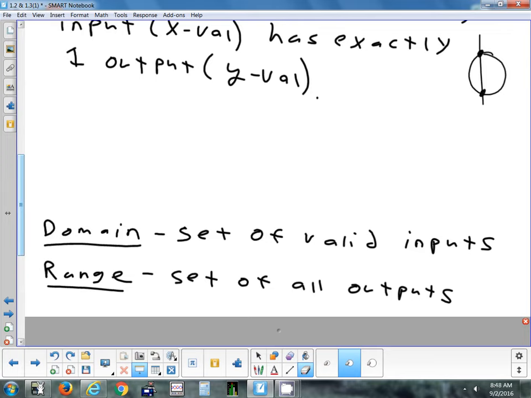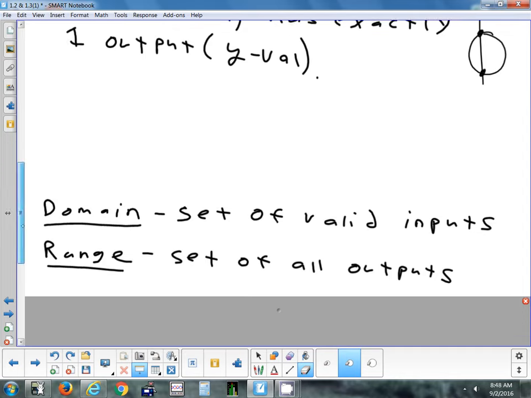We kind of already mentioned this. The domain is the set of all the x's. It's the set of all the inputs. And the range is the set of all the y values. It's the set of all the outputs. I basically just said that at the beginning of this section.